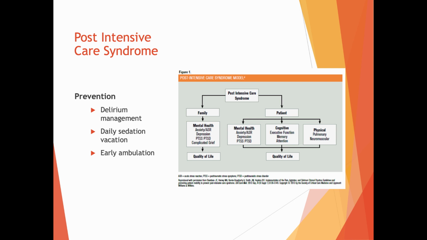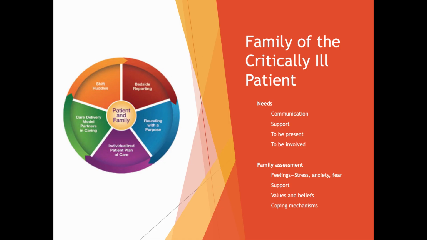There is such a thing as post-intensive care syndrome, and notice that the first two arrows here point to patient and family. So patient and family are both part of this process, and we have to make sure that we always are taking into account the family when we consider acute problems and their management. The family of the critically ill patient needs to be part of the patient's care. They need to hear what the updates are. They need to be present. They need to be involved.